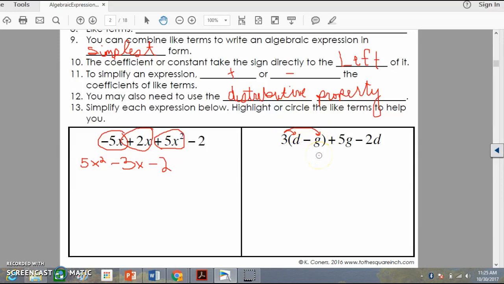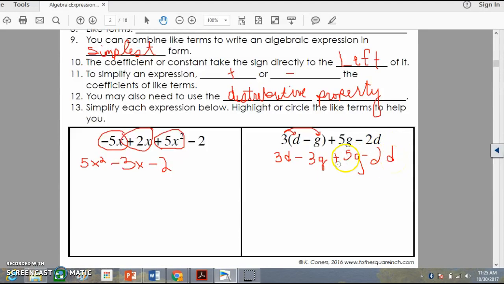If I have 3 sets of everything that's in parentheses, that means I have 3 d's, and it also means I have 3 g's. The sign separating the two is a minus, so I write that in. Now I have plus 5g and minus 2d. Do you see any like terms?